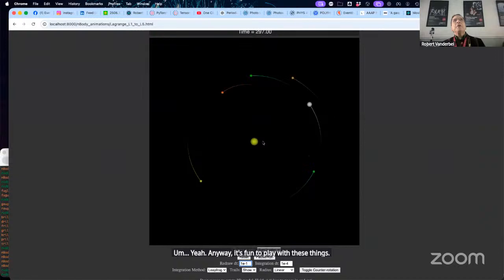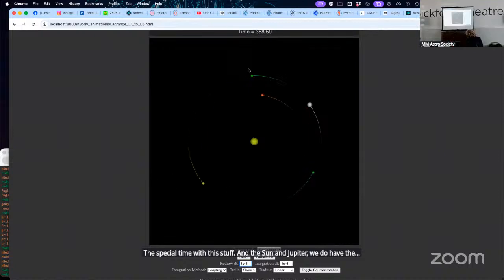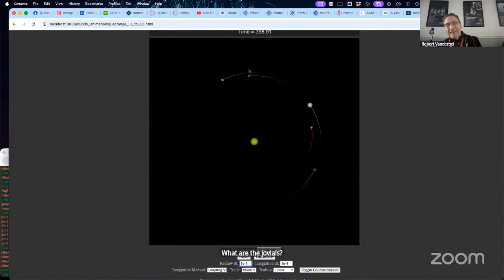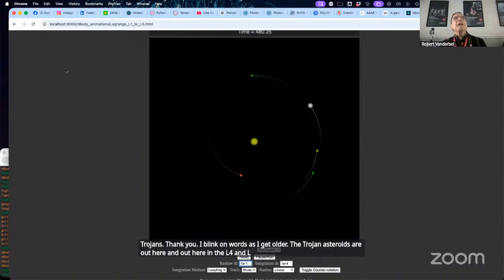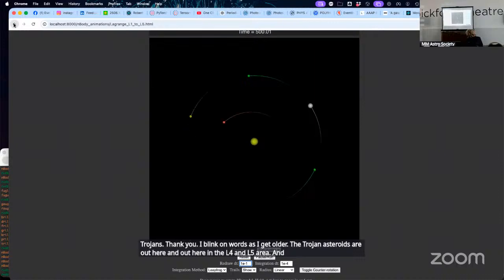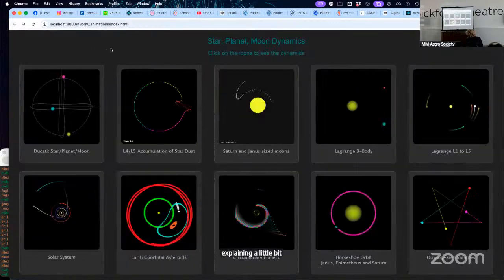And the sun and Jupiter, we do have, what do they call those asteroids out there? The Jovian asteroids? Trojans. Trojans, thank you. I blank on words as I get older. The Trojan asteroids are out here and out here in the L4 and L5 area. And so this kind of explains a little bit about why that is.